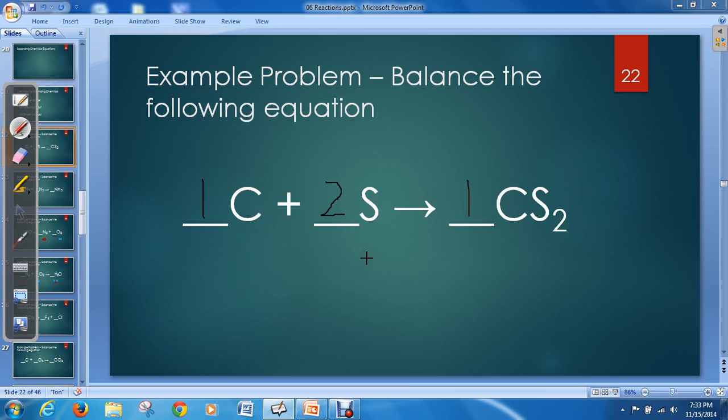Now this is a really easy example, but we could just use trial and error, a little bit of logic. So let's go through a little bit more of a complex example.